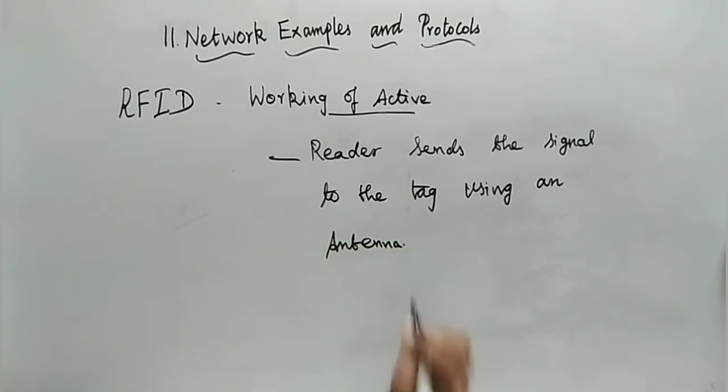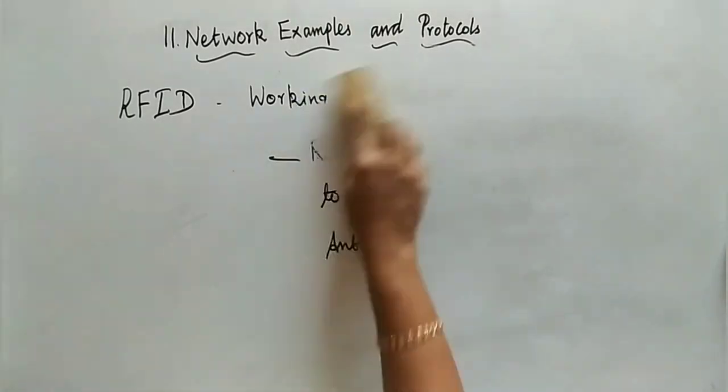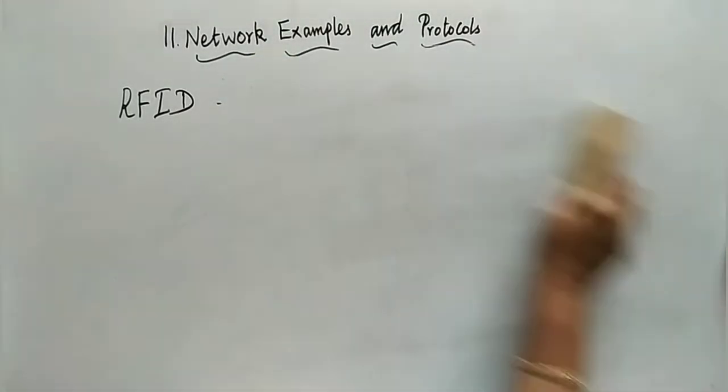And next what is going to happen? Yes, the tag receives this information and resends the information in its memory. So whatever information it has in its memory, it is going to resend it back. The reader receives this signal and transmits it to the processor for further processing. That is the working of an active RFID system. So just now we have finished the working of a passive RFID system, and the next one is the working of an active RFID system.